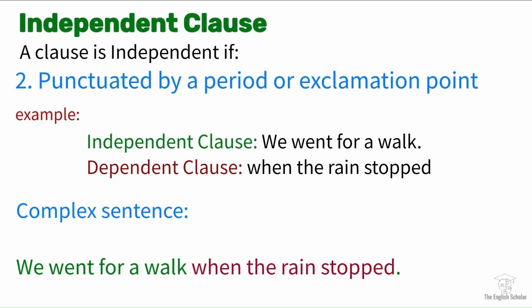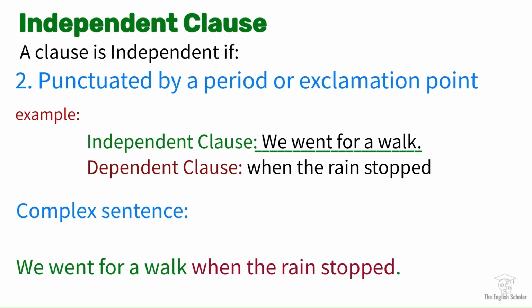The independent clause, we went for a walk, has a subject we and a predicate went for a walk. The dependent clause, on the other hand, also has a subject, which is the rain, and a predicate, which only consists of a verb, but it does not give a complete thought because it is marked by the subordinating conjunction when. So it is dependent on the independent clause to make a complete sentence. And if we separate them, only the independent clause makes a complete sentence, while the dependent clause does not.